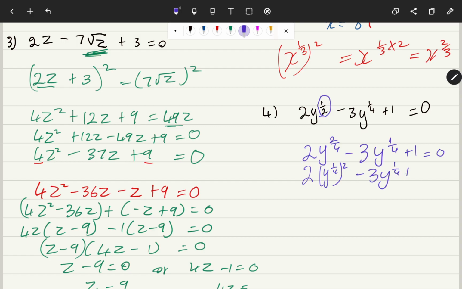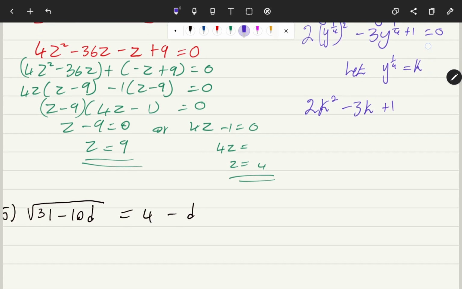3y to the power of 1 over 4 plus 1. Remembering that rule, raising power to power, what do you get? You multiply the exponent. So I know I haven't changed anything at all. Then here I can say let y to the power of 1 over 4 be k, right? And now I have 2k squared minus 3k plus 1, and it equals 0.